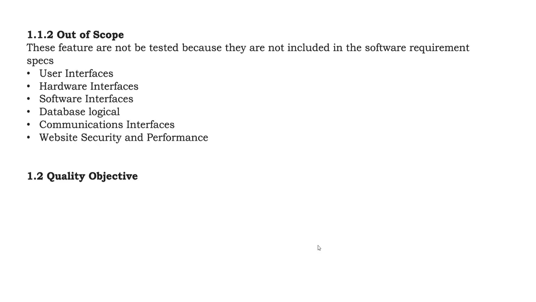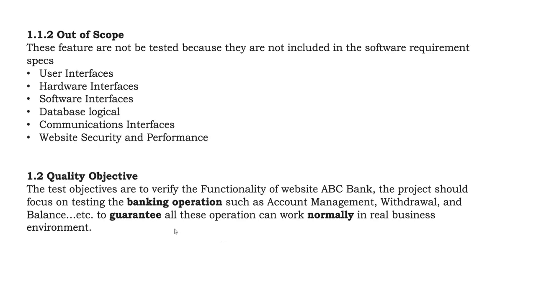Quality objective. The test objectives are to verify the functionality of the ABC bank. The project should focus on testing the banking operations such as account management, withdrawal, and the balance, etc., to guarantee all the operations can work normally in a real business environment. Here we have taken an example of a banking project. Banking projects are very important because they have to deal with real money, right? So it is a very crucial application, because it contains the money of the customer. So all the basic needs of the customer should be working properly. That is the quality objective of this project. So now you can talk about the quality objective in this section.